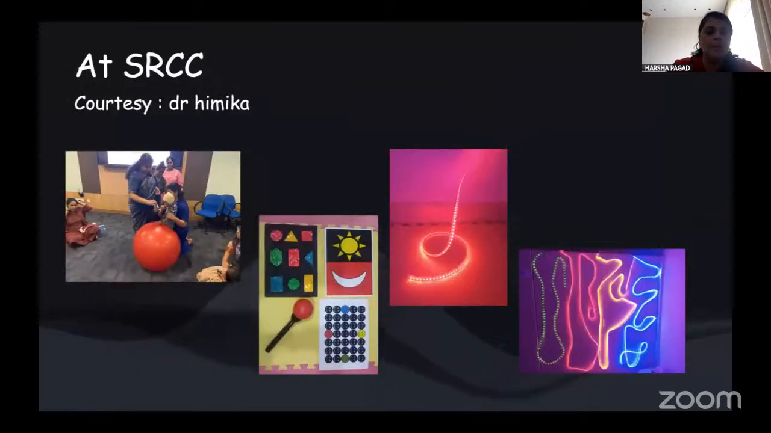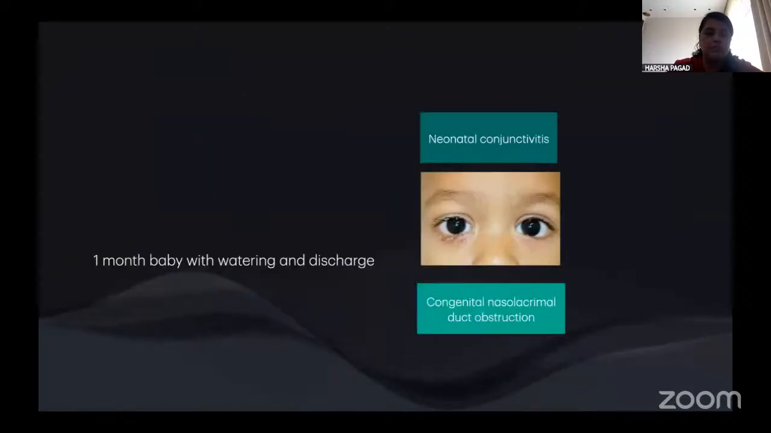So at SRCC also we have a dedicated unit which is working towards this direction, and we have various modalities to improve the visual behavior of the kids.